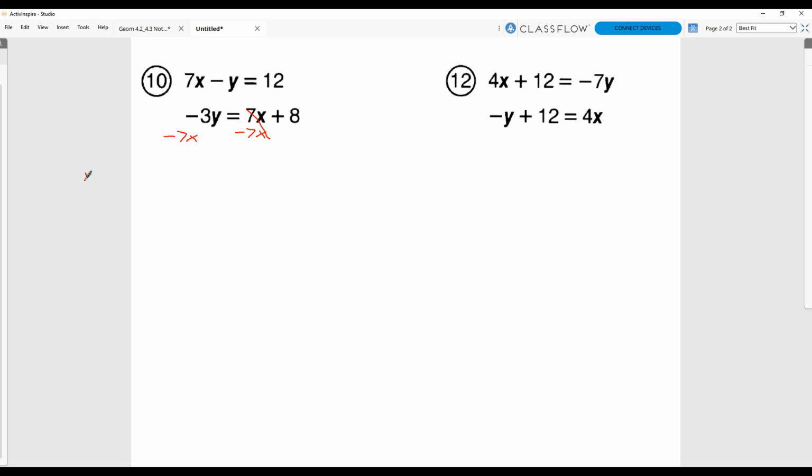Now if I rewrite it, I'm going to start with this one up on top. I'm going to write that one down. So 7x minus y is equal to 12.